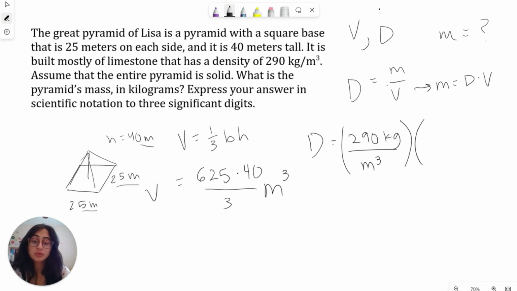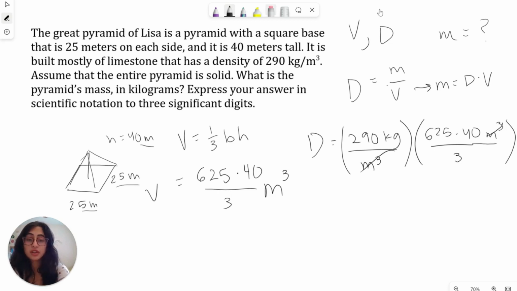So plugging in our volume, we get 625 times 40 over 3 meters cubed. And if you notice, the meters cubed units cancel out, leaving us with just kilograms, which is our unit for mass. So now, all we have to do is multiply all this out. It does seem like a lot, but hopefully it won't be too bad.